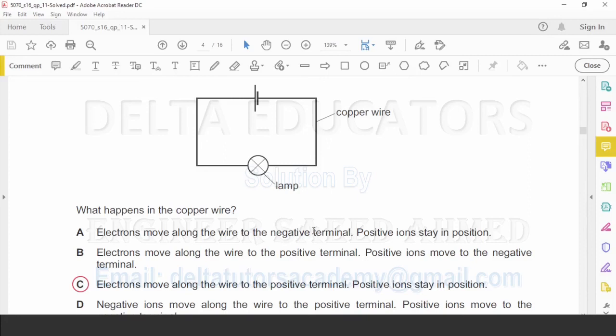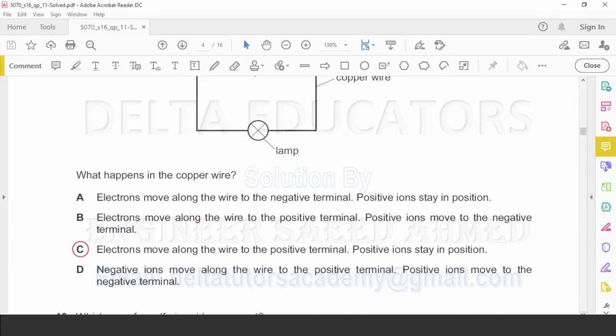Option C, electrons move along the wire to the positive terminal. Yes, okay. Positive ions stay in position. Yes, it is correct option. Positive ions remain at their mean position and at their mean position they just vibrate. So option C is correct option. What is given in option D? Negative ions move along the wire to the positive terminal. Positive ions move to the negative terminal. No, it is incorrect. Positive ions do not move. They just vibrate at their mean position. So correct option, option C.